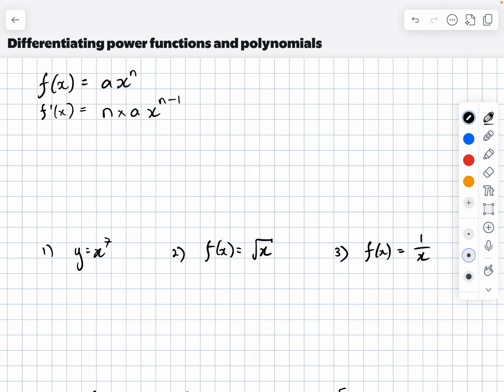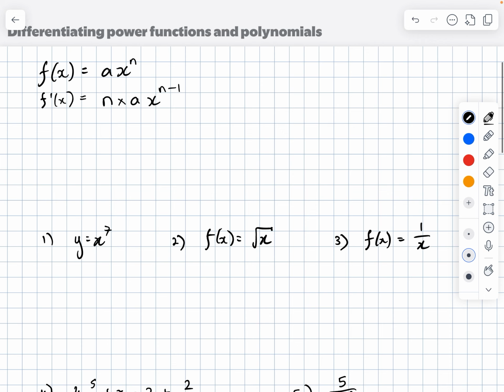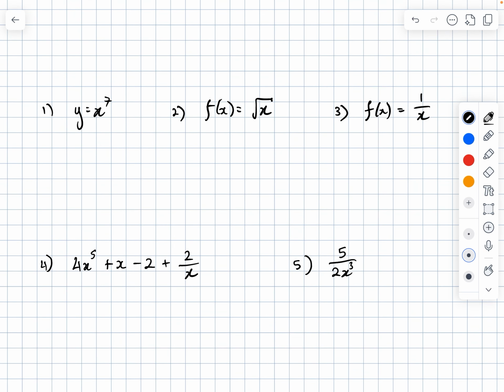Now in Level 3, we're going to show you that this rule works for any n. It could be negative, it could be fractional, or it could be just a whole number. So for example, number 1, really basic, y = x^7. Now if you've got y, we like to see dy/dx, which basically says differentiate y in terms of x. So dy/dx equals, bring the 7 in front, and reduce the power by 1, so 7x^6.